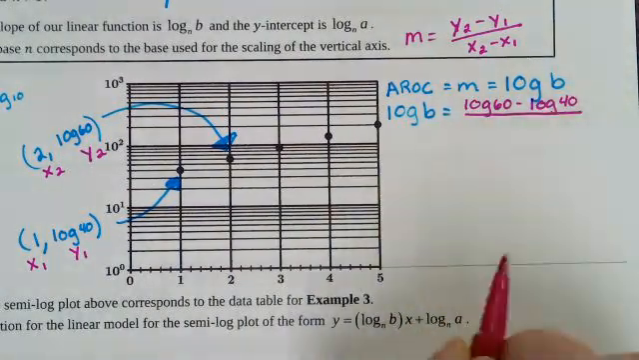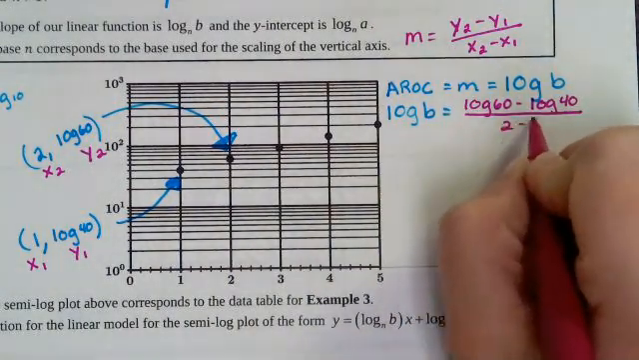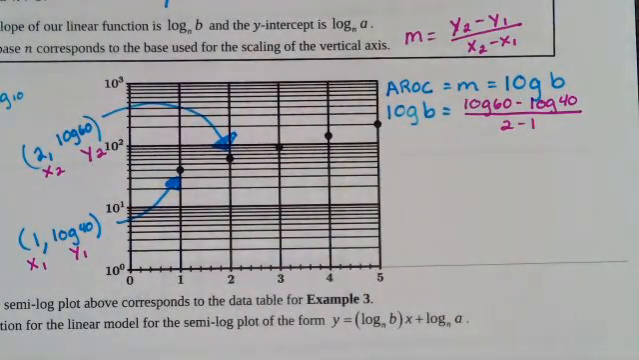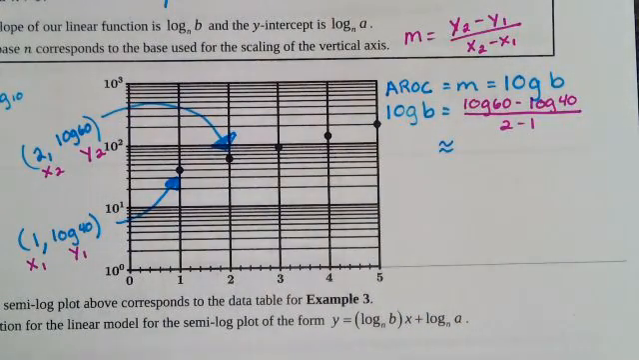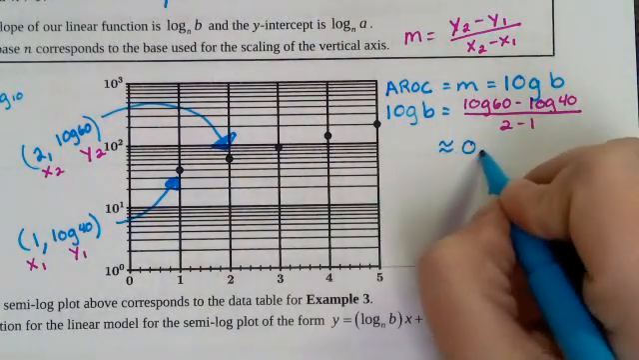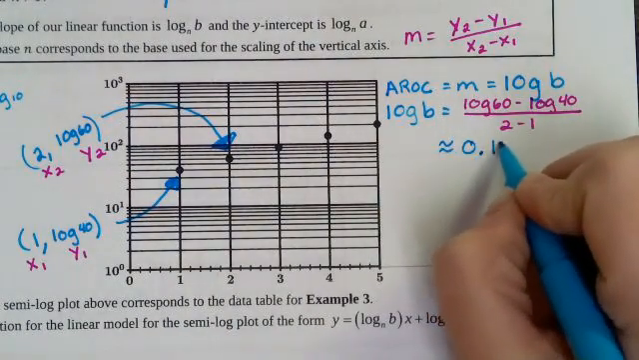This is going to go over 2 minus 1. Now, for the sake of ease and simplification, for right now, we're going to just go ahead and write this as putting it in the calculator, 0.176.